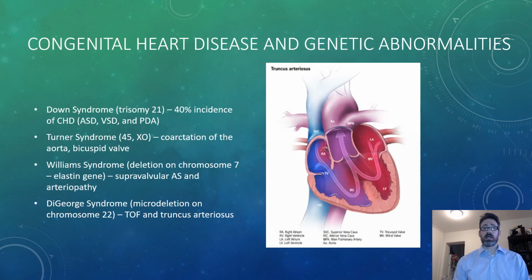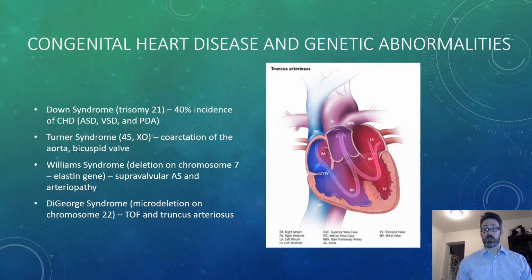Okay, on this slide, I just want to touch on the fact that congenital heart disease is often associated with genetic abnormalities. I've put a few here, and by no means is this an exhaustive list, but let's take a quick look. We have Down syndrome. Down syndrome is trisomy 21. There is a 40% incidence of congenital heart disease, such as ASD, VSD, and PDAs, so the acyanotic lesions.